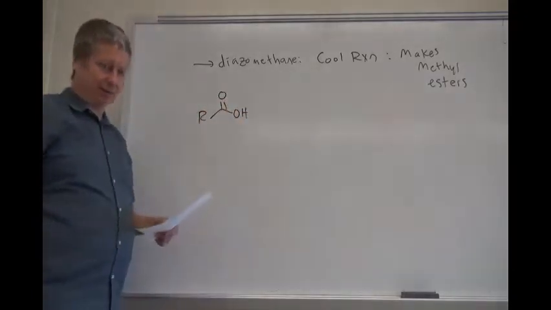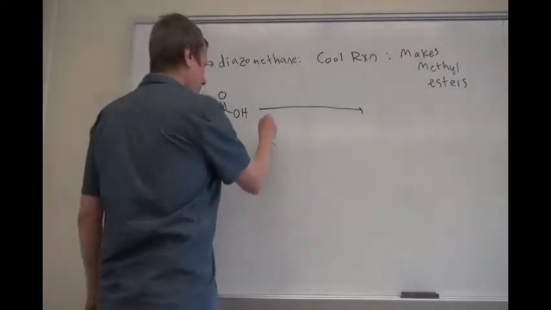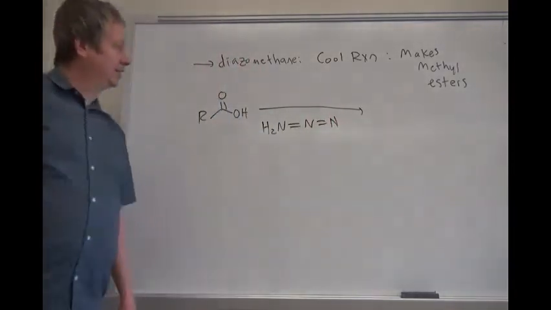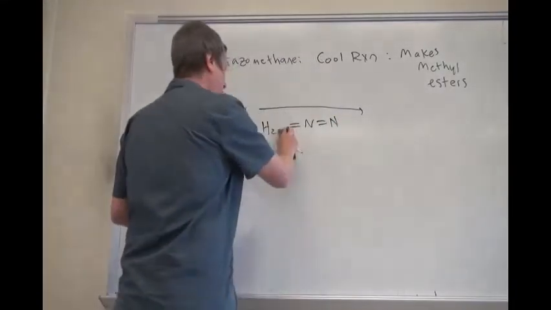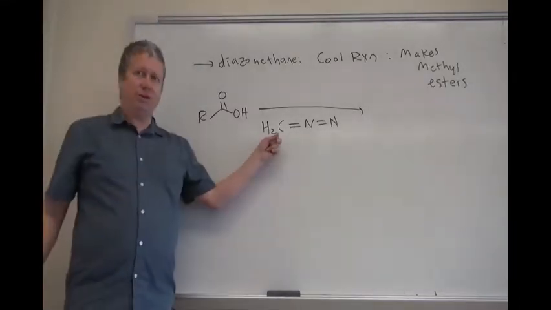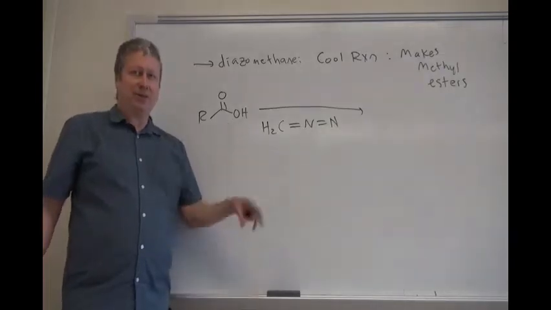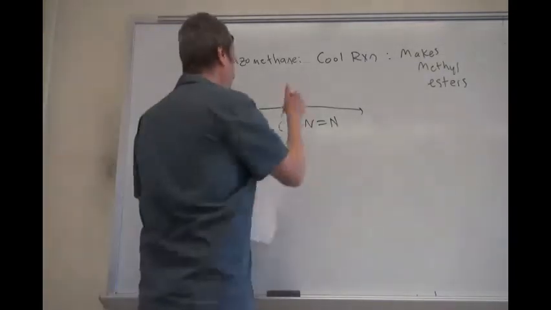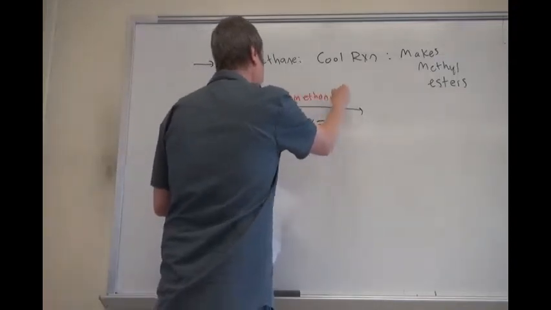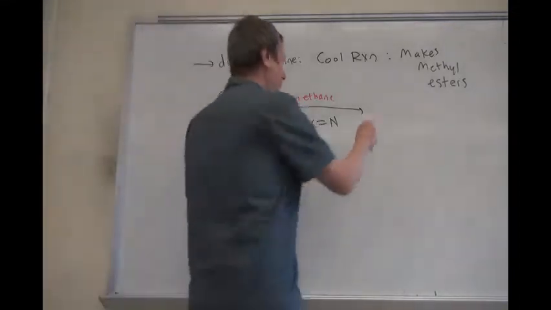I have a carboxylic acid, and I react it with this stuff called diazomethane. And I'm going to draw it as that structure. So it's CH2, double bond N, double bond N. It has two resonance forms, but this is diazomethane. And what happens, it basically converts a carboxylic acid to a methyl ester.